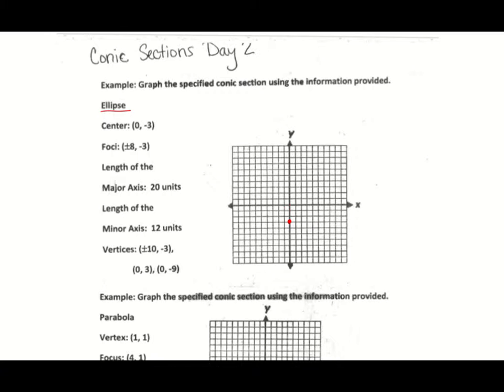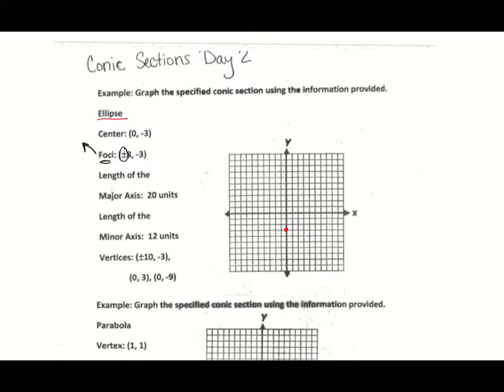When it has plus or minus right here, and I know foci is plural, this means I've got 2 points. So this right here is telling me my first point is a positive 8, -3. My second point is a negative 8, -3. So even though it looks like 1 point, I'm really given 2 points right here. Foci means I have 2, and my first one's positive, my second one is negative. So I can graph those points now.